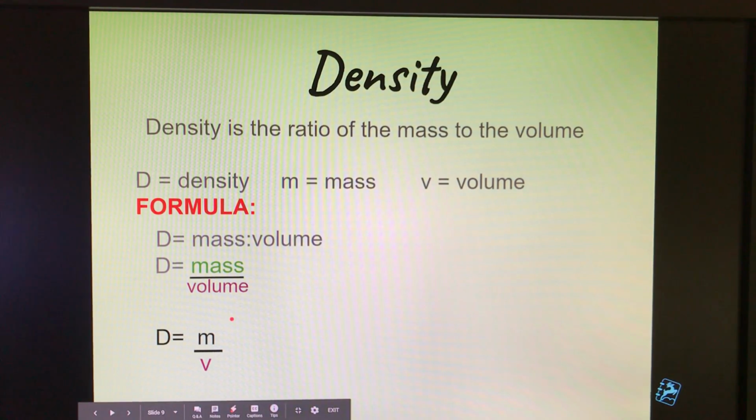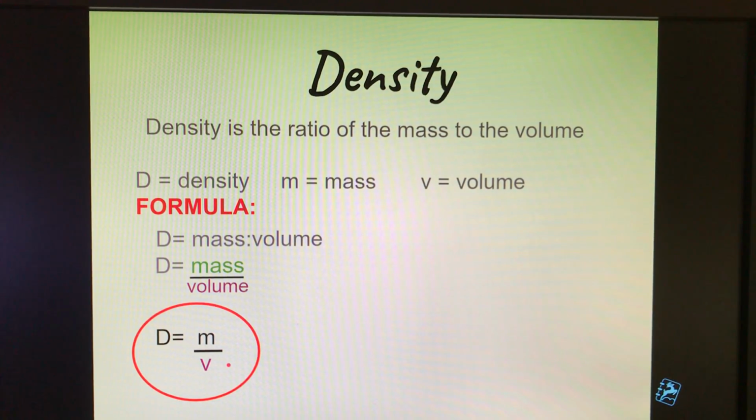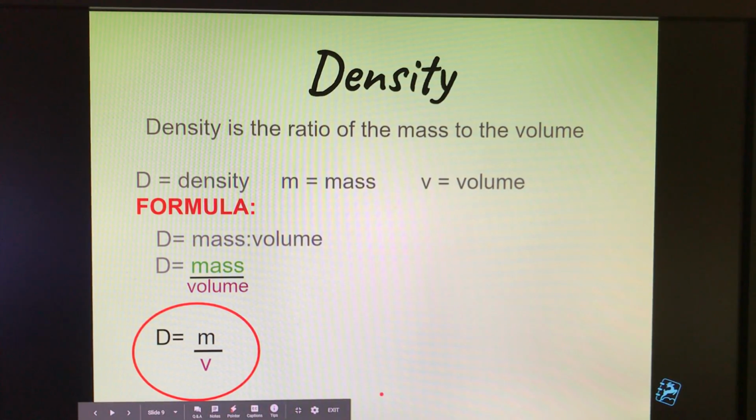The formula that we're going to be using the most is actually this bottom one. All three of them are saying exactly the same thing, but for formula's sake, we're going to be using this lower one. So make sure you write those down in your notebook. And then we're going to solve some problems.